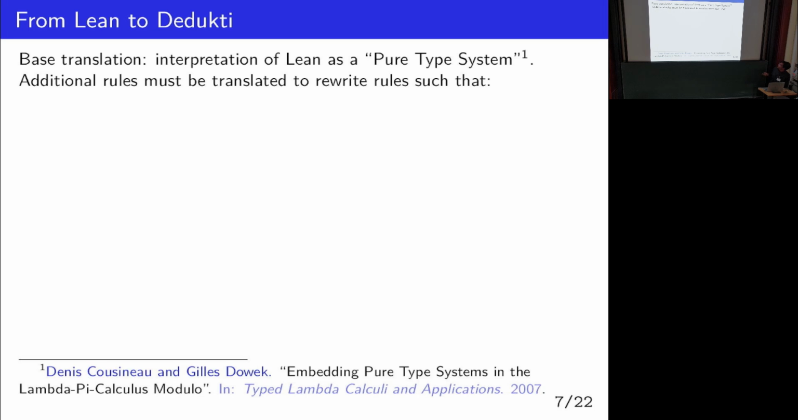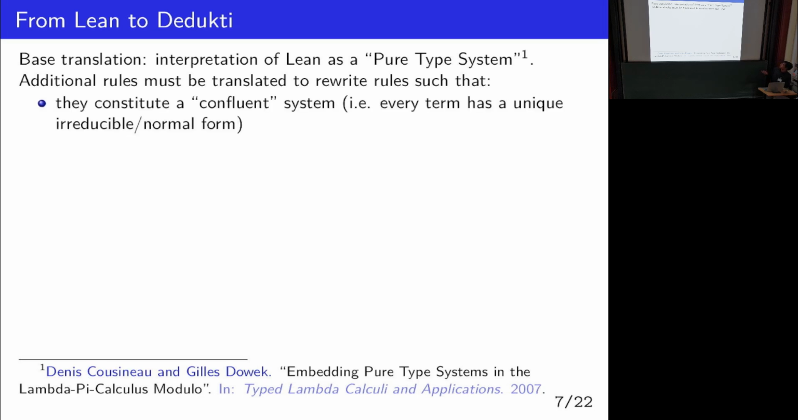So to translate from Lean to Dedukti, our base translation will be interpreting Lean as what's called a pure type system. And anything that's outside of that base translation we'll have to handle specially. We'll need to think of a way to encode any additional rules as rewrite rules, such that the rewrite rules that we make for all these additional equalities must form a confluent system. So every term must have a unique normal form.